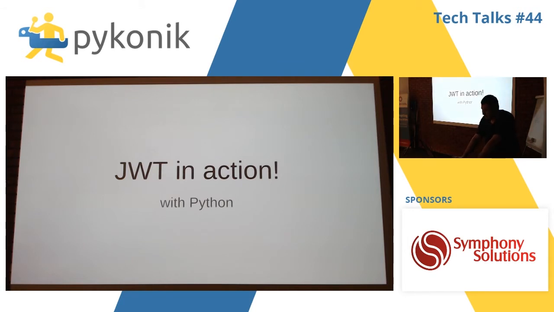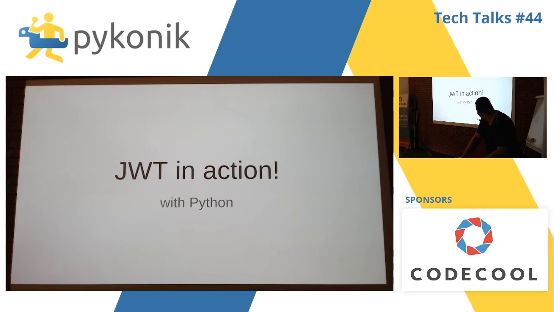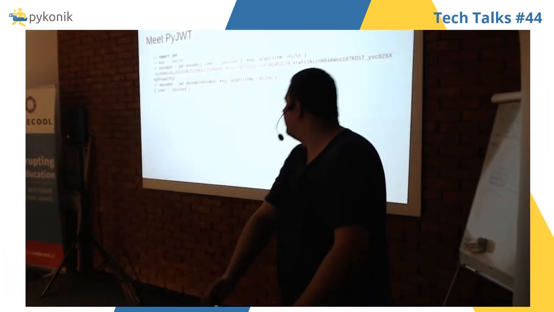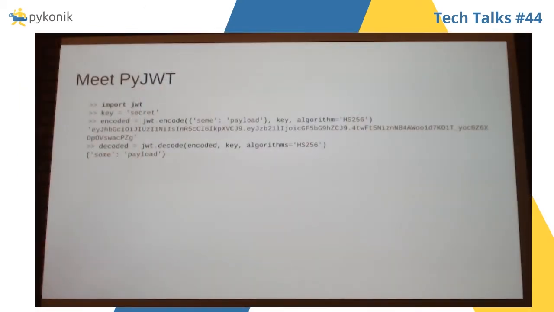So, as we are at Pykonik, let's see some JWT in action in Python. There's the PyJWT library that is just for JWT creation. You can download it from PyPI. You just set it up by importing it, setting a key and the algorithm for that key.